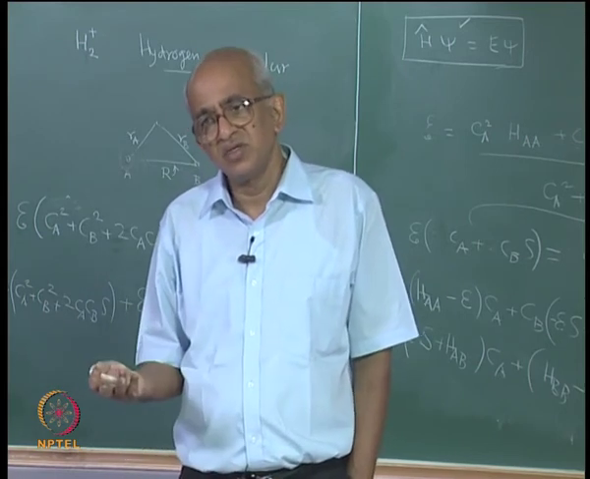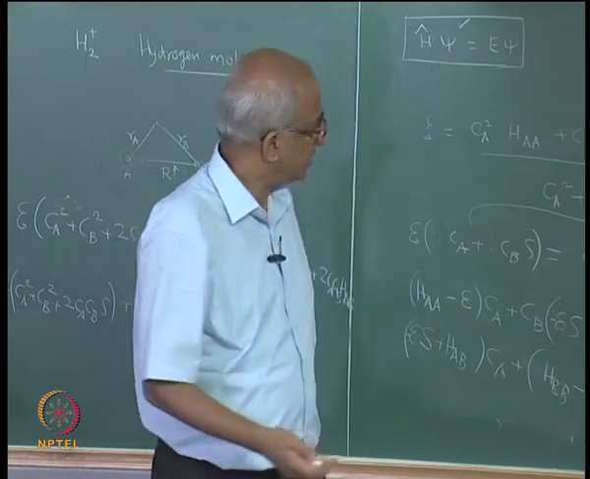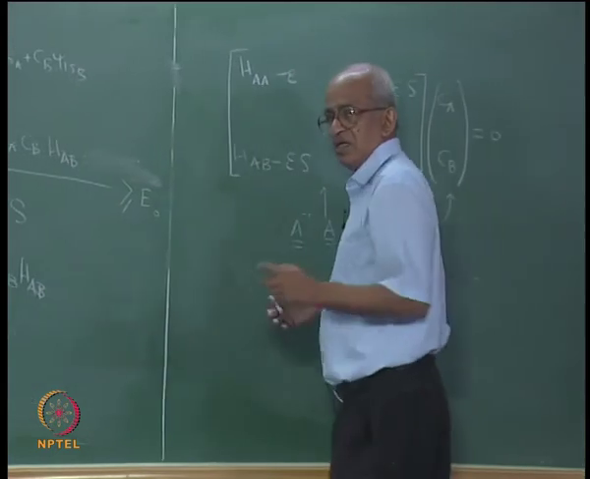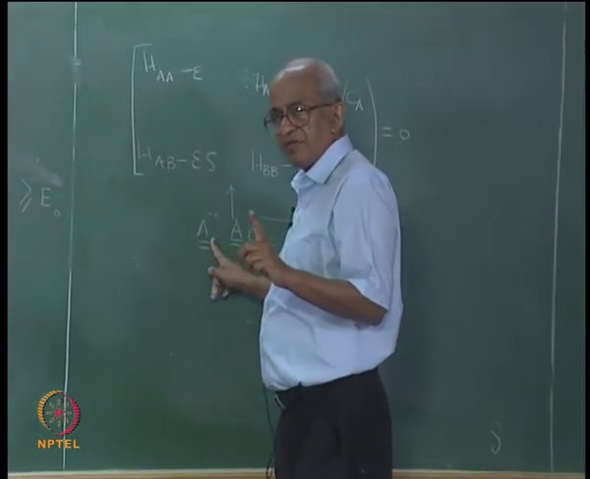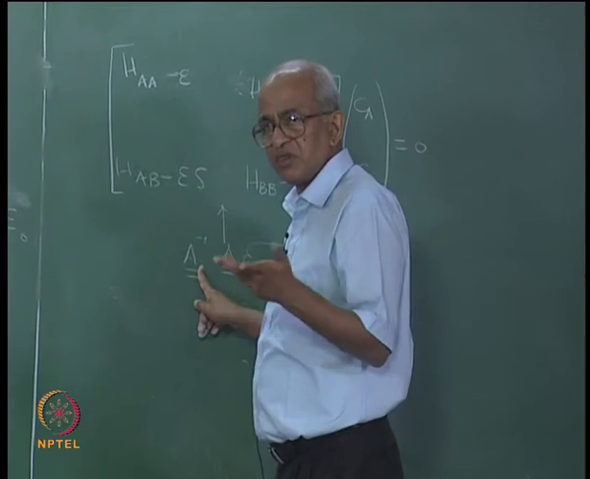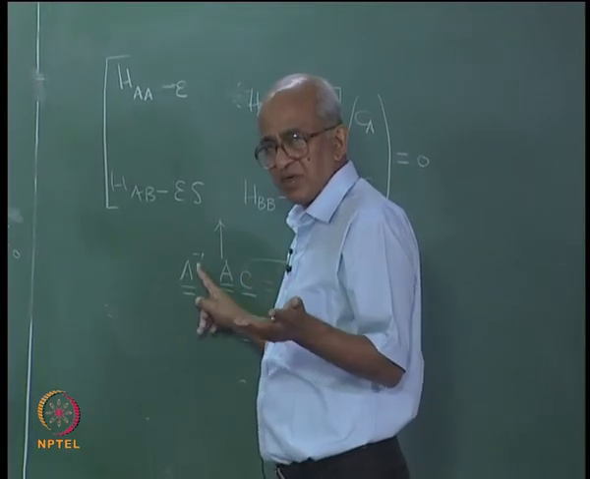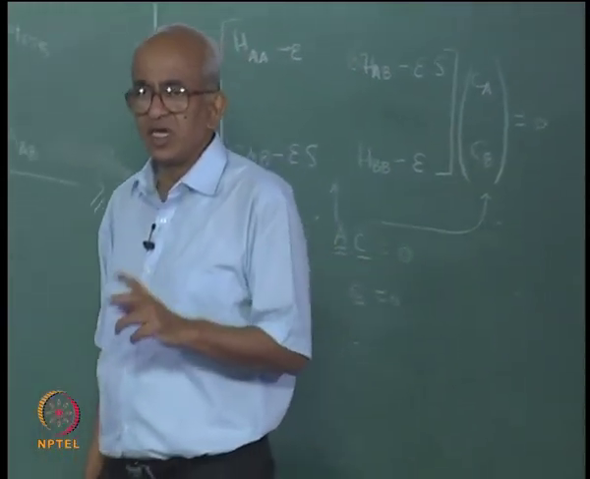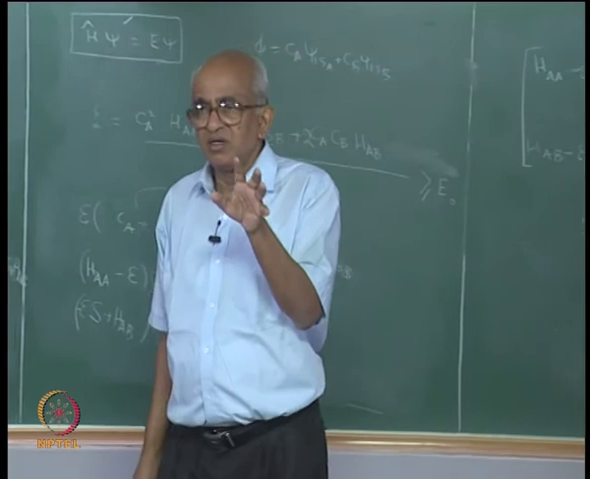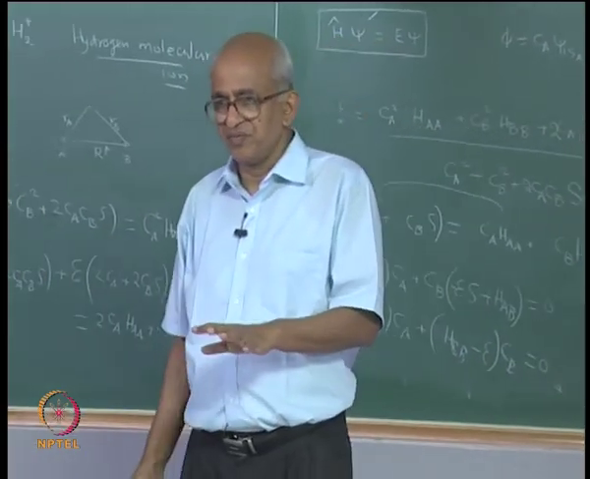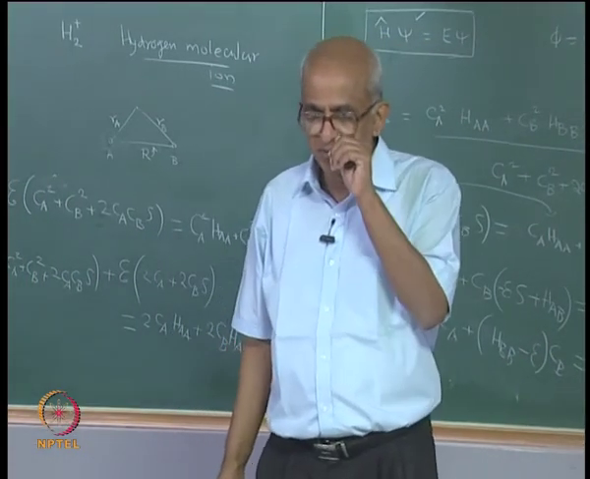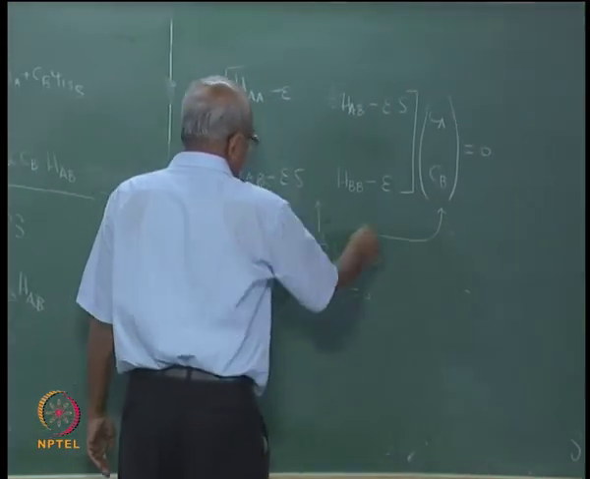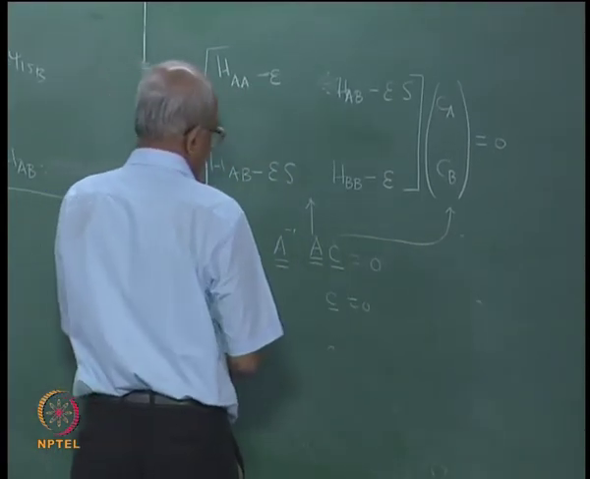So, what is the way out? The way out is that this square matrix A should not have an inverse. If it has an inverse, you are in trouble. Now, when does a matrix not have an inverse? The answer is very simple. If the determinant of the matrix is 0, then it does not have an inverse. So, what we have found is that the determinant of this matrix has to be equal to 0.